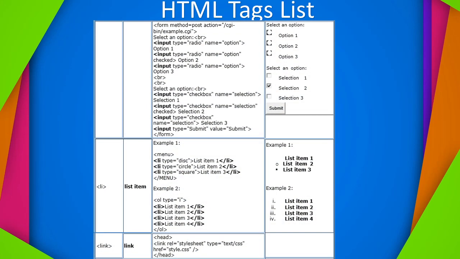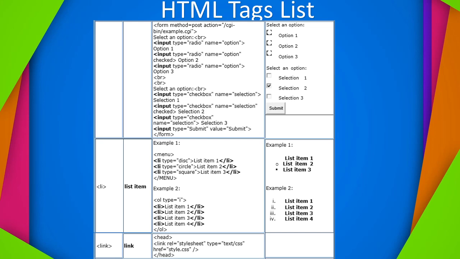Next, checkbox and radio button. If you want to select any one option, for example in a gender category you choose either male or female, in this case we have to use the radio button. So for the radio button, you should give type equal to radio.